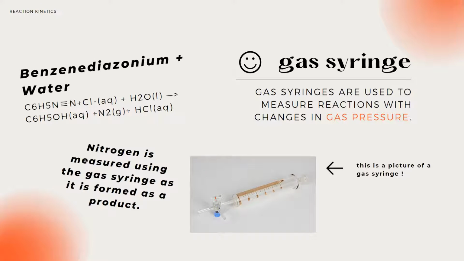In addition, gas syringes are also used to measure reactions with changes in gas volume. For example, benzene diazonium and water will produce nitrogen, which is then measured using the gas syringe as it is formed as a product.